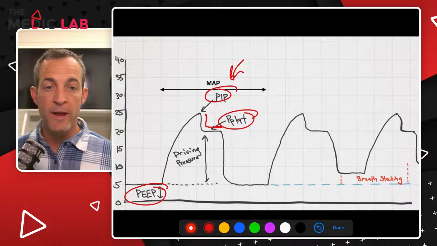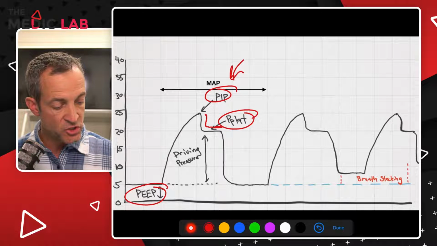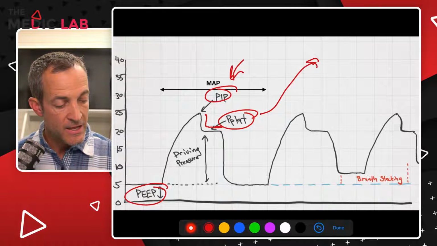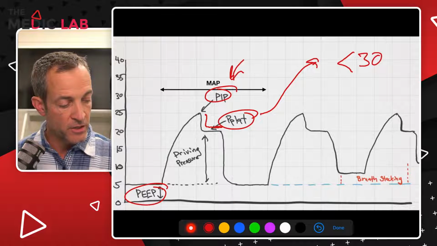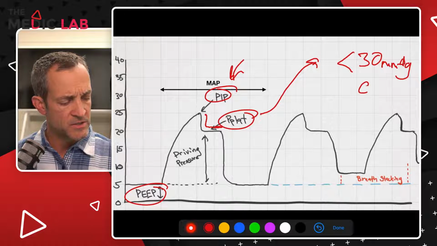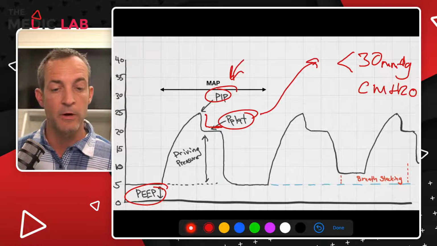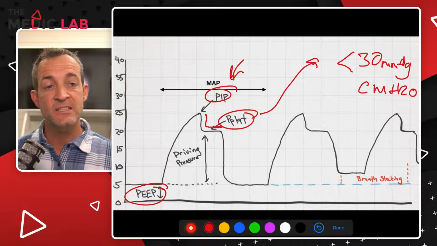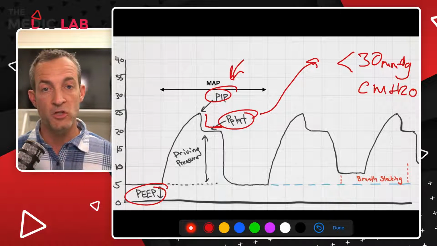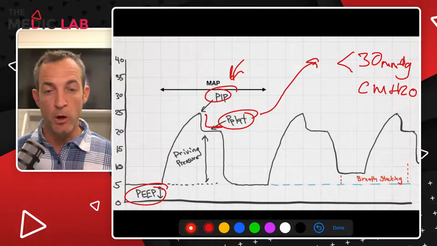So when we are ventilating our patient, we want to make sure that this plateau pressure is less than 30 millimeters. I think it's millimeters of mercury. It might be centimeters of water. I can't remember at this particular moment. But less than 30 is what we need to make sure that pressure stays below.